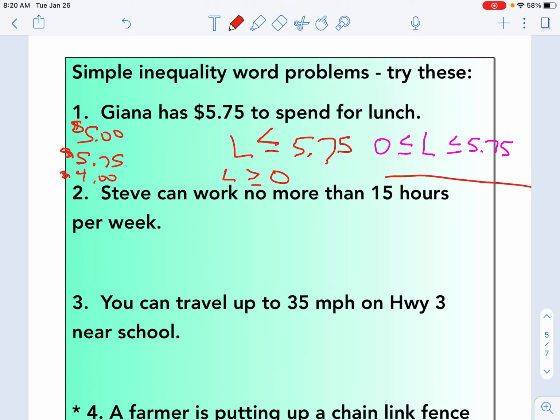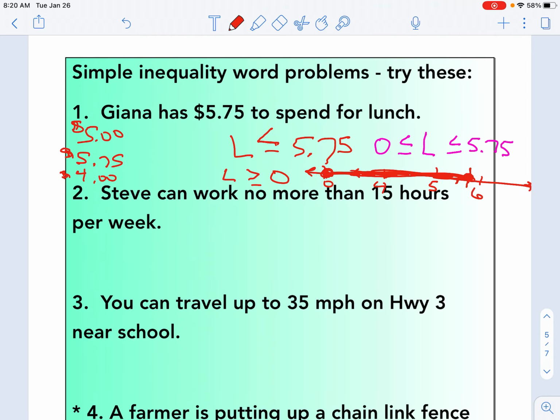And if we graph this on a number line, which it's really not asking you to do here, we could have the values of 5 and 6 and $4, and here would be $5.50, so $5.75 would be right here, and it can equal $5.75, but it could also be less than. And if we went all the way over, I didn't include my number line low enough, but it also could be greater than or equal to 0. So that's just something to keep in mind.